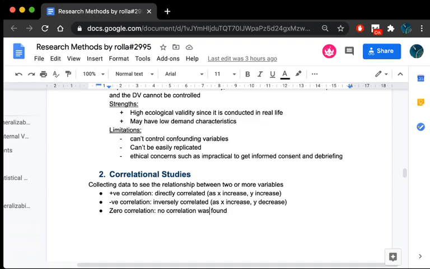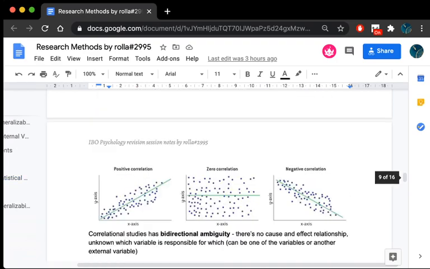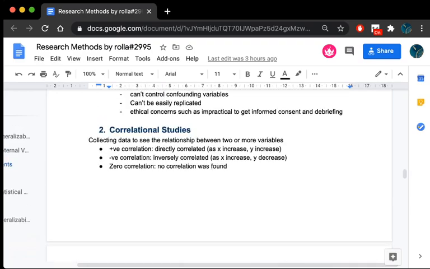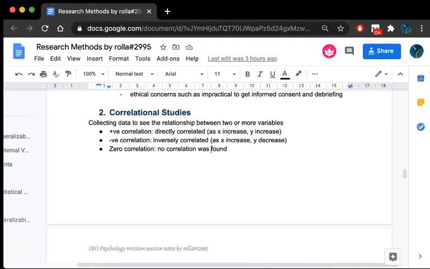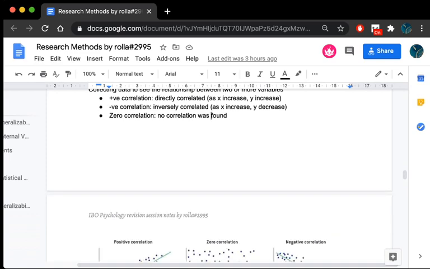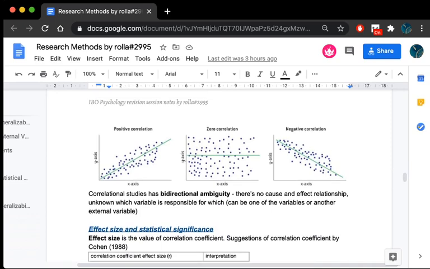Okay, so correlational studies. After experiments, we have correlational studies, where we see the relationship between two or more variables. So we have positive, negative, and zero correlation. Positive correlation is usually directly correlated. So like in this picture, you see X increase, Y increase. For negative, we have X increase, Y decrease. Then for zero correlation, we have basically no correlation.